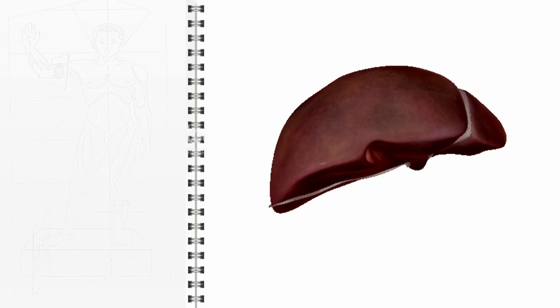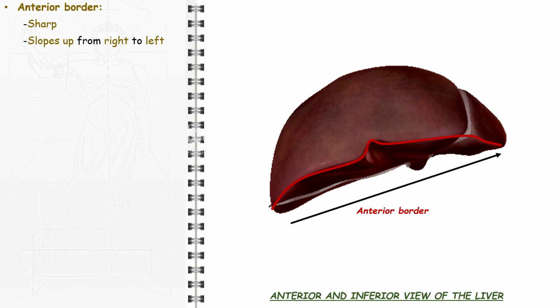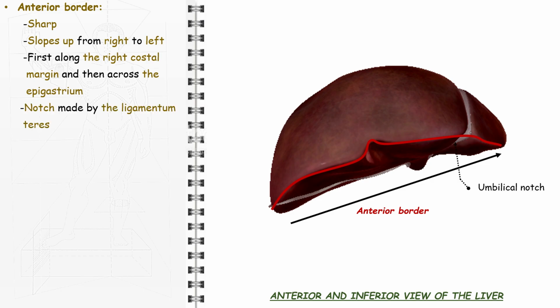The anterior border of the liver is sharp. It slopes up from right to left, first along the right costal margin and then across the epigastrium. It is marked by two notches, respectively from right to left, made by the ligamentum teres and the fundus of the gallbladder. It separates the diaphragmatic and visceral surfaces of the liver forwards.